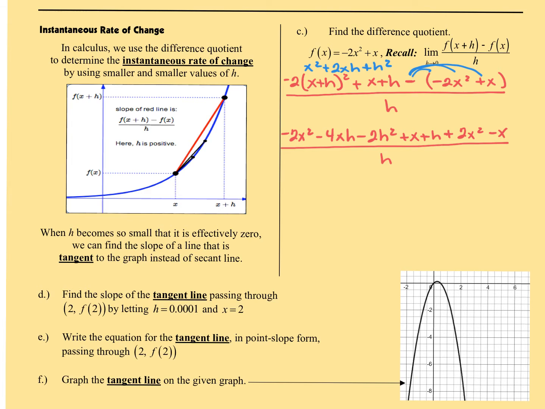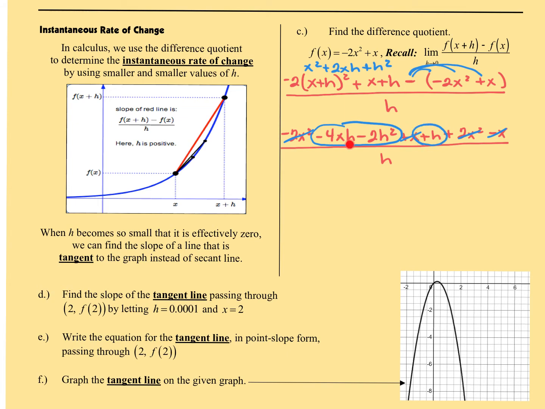Now, at this point, we should be able to cancel everything that is just an x term. So sure enough, we have a negative 2x squared and a positive 2x squared. So those are going to cancel nicely. We can see that we have a positive x and a negative x, and those are going to cancel nicely. Then we are left with this negative 4xh minus 2h squared and this plus h. I'll be honest, this plus h gets lost a lot for students.